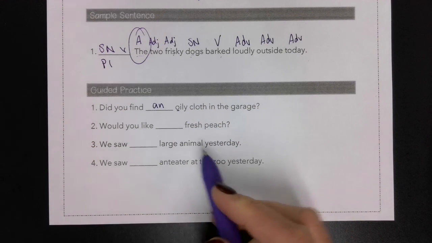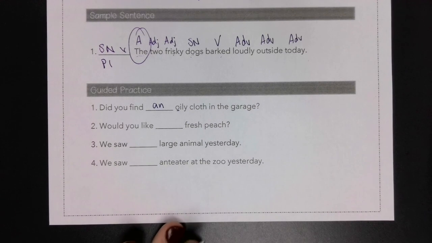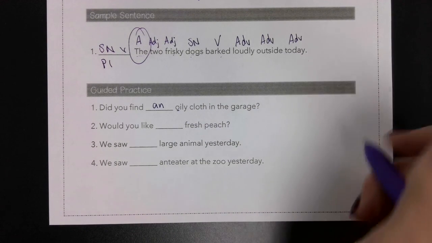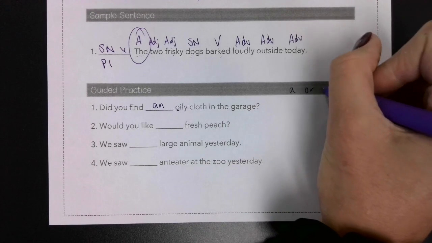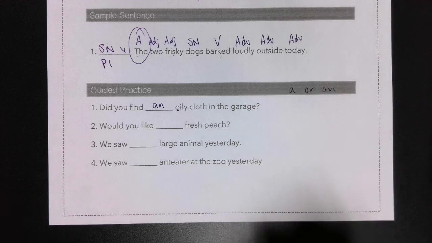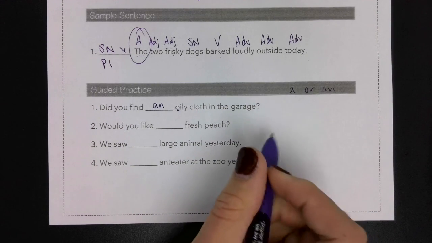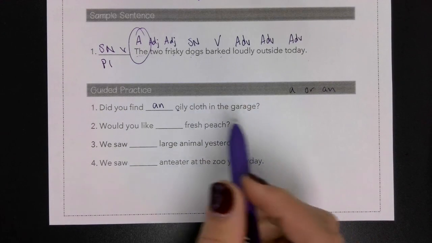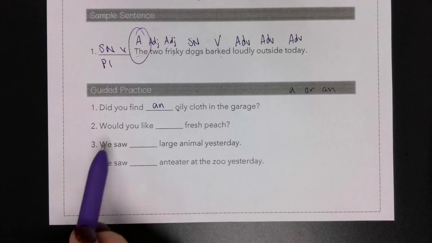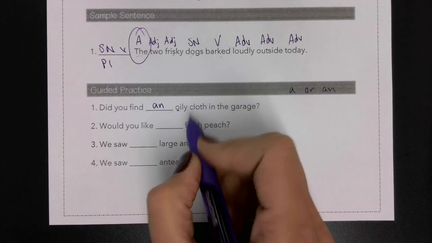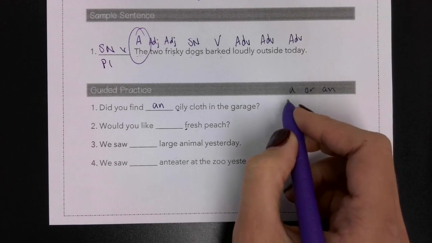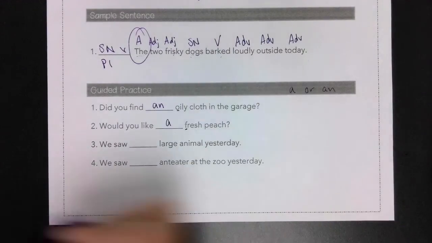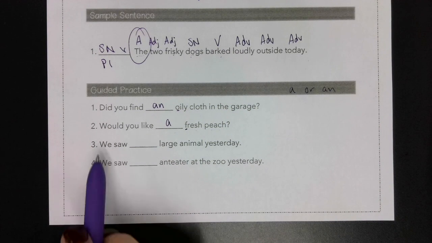Next, would you like a fresh peach, or would you like an fresh peach? These are all going to be a or an, okay? We're not going to use the in any of these because we're practicing if you use a or an. Well, this next one starts with an F, so if it starts with a consonant, it's got to be a. Would you like a fresh peach?